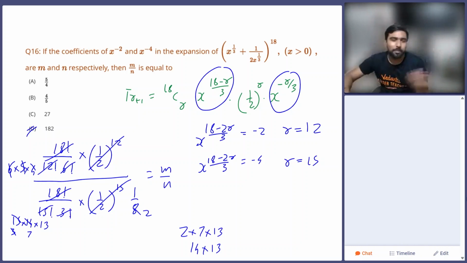Pure calculation. It's just cancelling out all the terms and simplifying the expression that you have over here. That comes as 182 for the answer for this question.